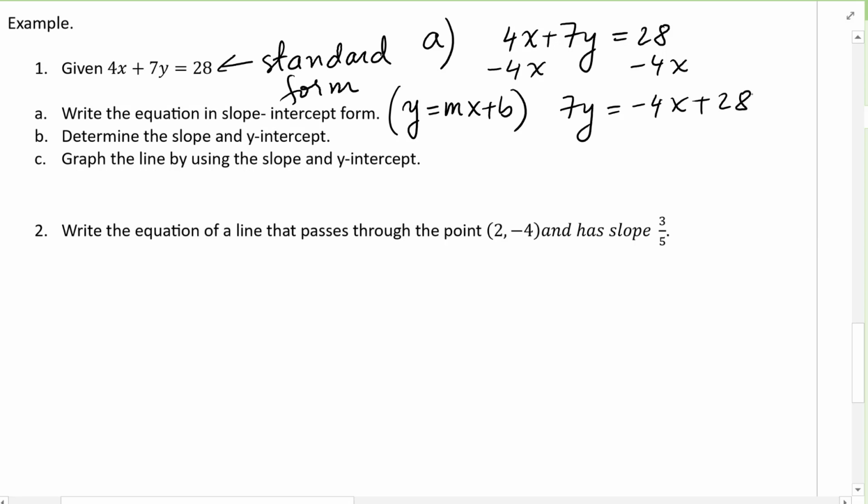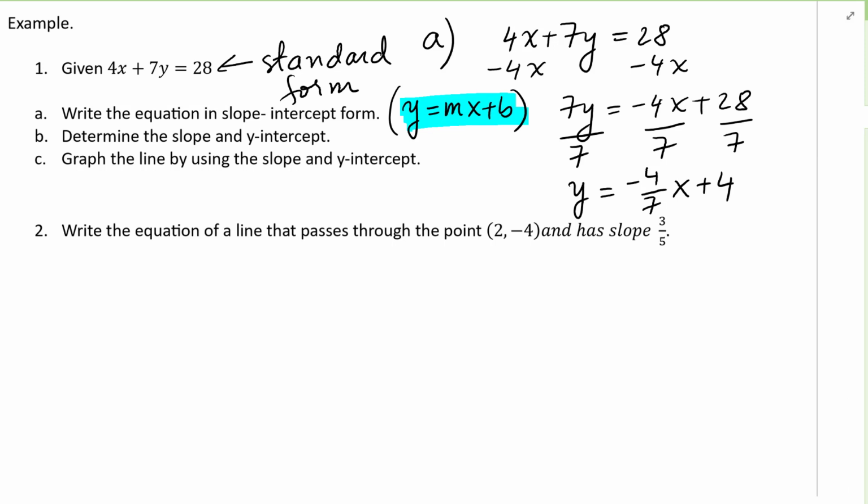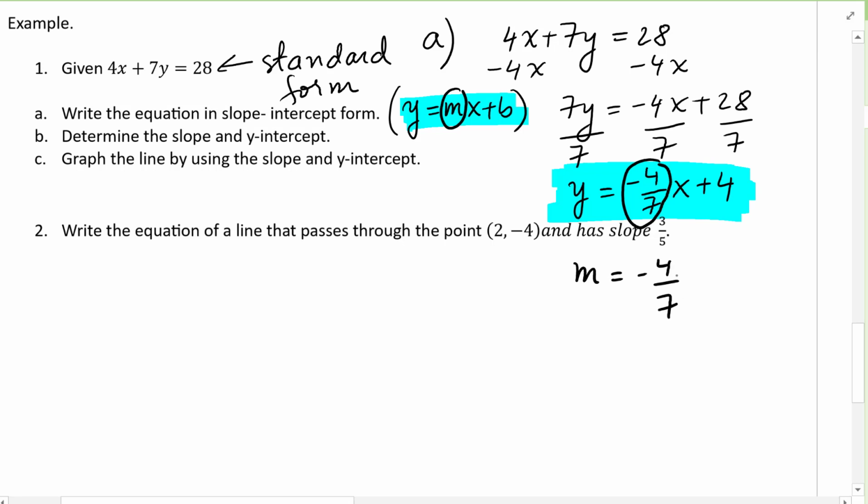We write the x term first. We divide every single number by 7, and we get y equals -4 over 7x plus 4. So now it does look like y equals mx plus b. Then it says determine the slope and intercept. If I compare these two equations, m is the number in front of x, so the slope is -4 over 7, and b is the constant, which means the y-intercept is 4. This b means y-intercept.